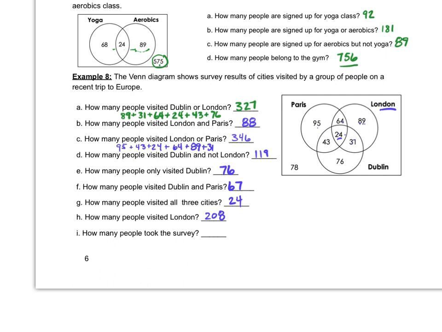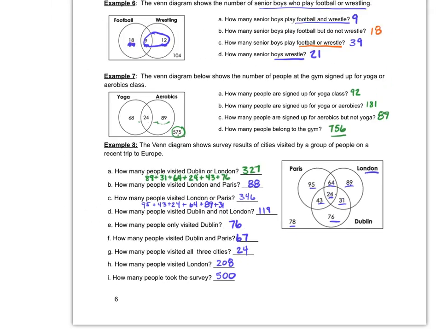And then how many people took the survey? Did they tell us in the beginning? They didn't, but if we add up all of these values, we are going to find out that 500 people took the survey. So there you have it.